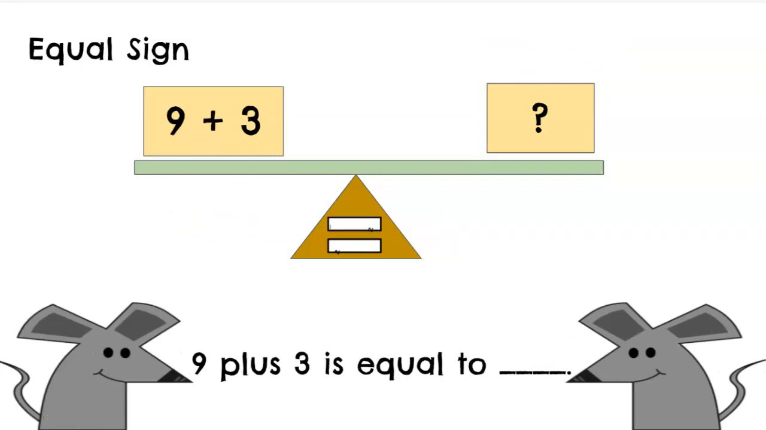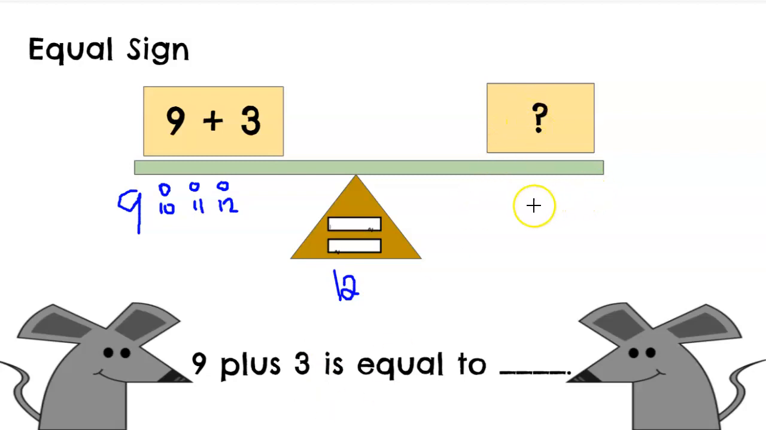Oh, in addition. So here I have 9 plus 3. So let's count forward. Let's just start counting forward. So I have a 9, and I go 9, 10, 11, 12, and I counted 3 more because I'm adding 3 more. So my equal sign has to be something that equals 12.